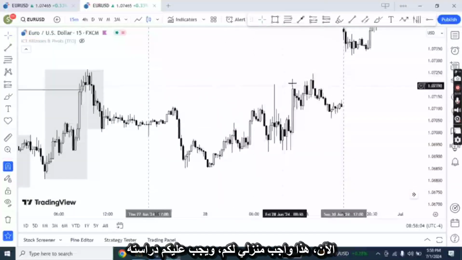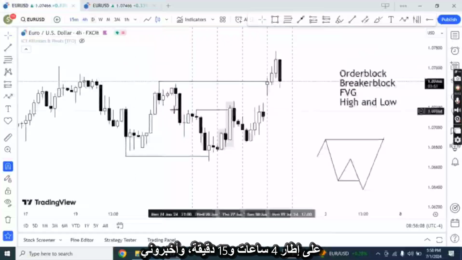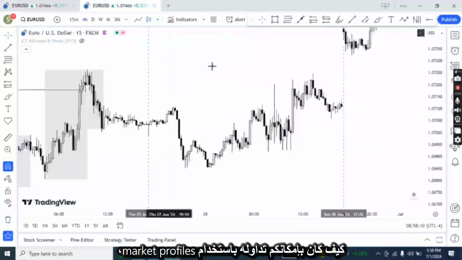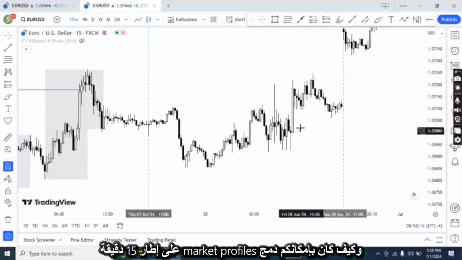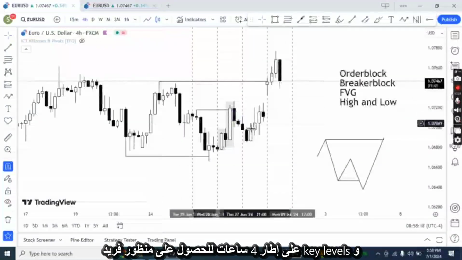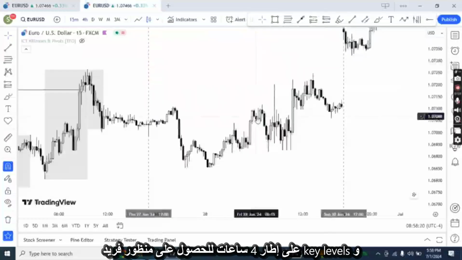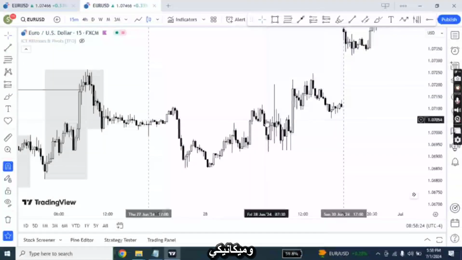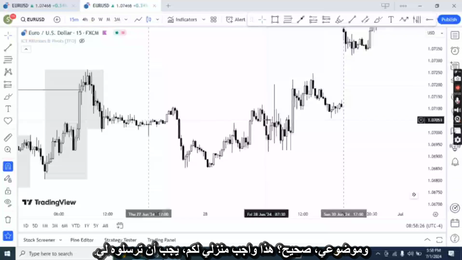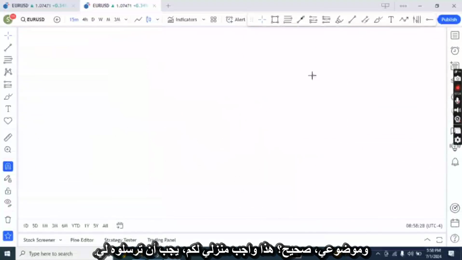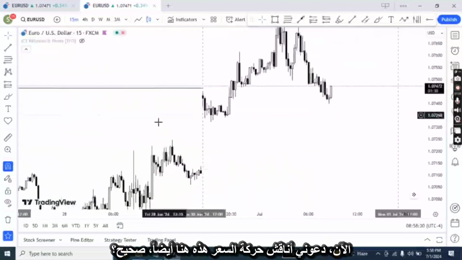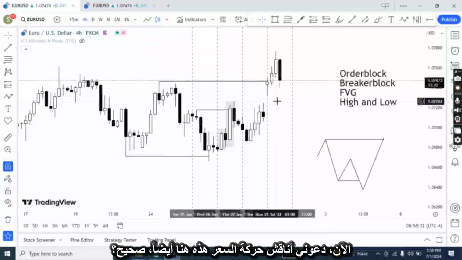Now this is a homework for you, and you should study it on the 4-hour and the 15-minute. Tell me how you could have traded it with market profiles, and how you could have integrated market profiles on the 15-minute and key levels on the 4-hour to have a unique, dynamic, mechanical and objective perspective, right? This is a homework for you. You should send it to me. Now let me discuss this price action right here as well, right?